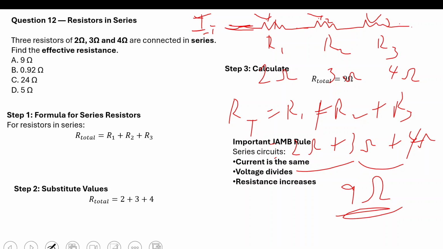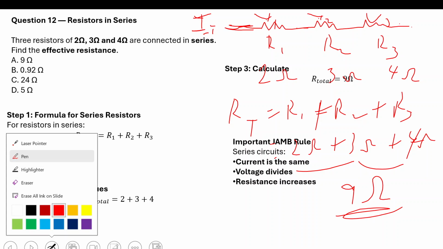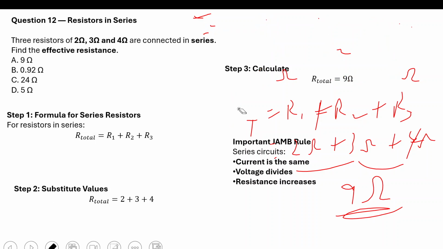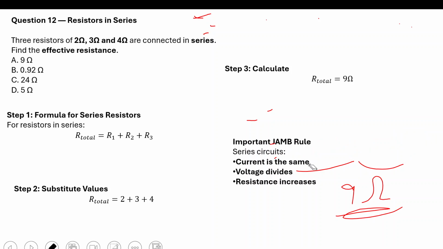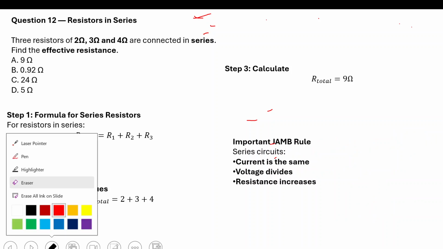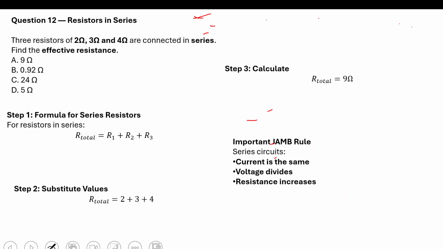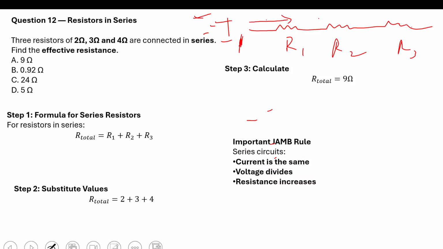Vice versa, if it is in parallel, the current will split and the voltage will remain the same. I can quickly illustrate that again using a fresh space. For series circuits like this, please take note of this for JAMB purposes. R1, R2, R3 are in series, so current remains the same. The same current will flow through each one, but the voltage will be different. I have voltage drop across R1 as V1, across R2 as V2, and across R3 as V3. It will be different.